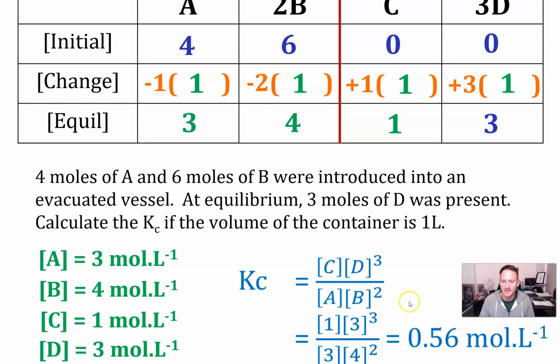Put it into our Kc expression. So make sure that you're able to do that. So concentration of C times D to the power of the ratios, so to the power of 3. Put that in your calculator, you end up with 0.56, which tells us that this Kc also favours the backwards reaction, which means there's going to be a greater concentration of reactants compared to products, which there is, 3 and 4 compared to 1 and 3.